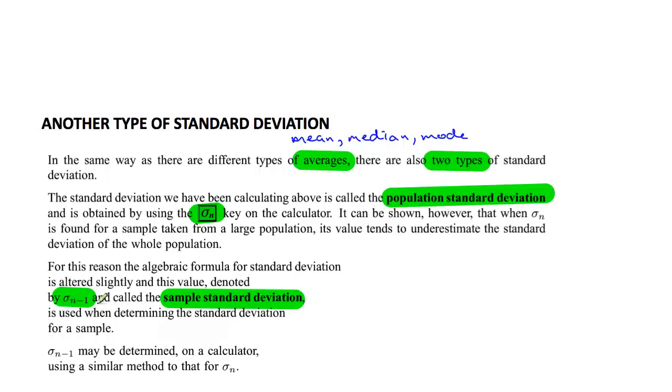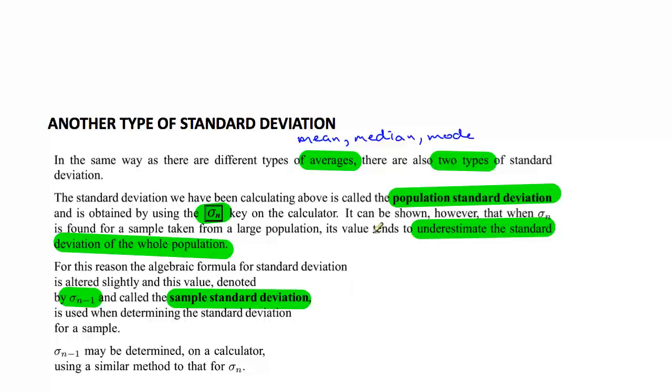And the reason why you have to do that is if you use standard deviation, this particular key, for a sample, what happens is that it actually underestimates the standard deviation of the whole population. So don't use this key when you're using a sample to work out standard deviation. You use this other one and it gives a much more accurate reflection of what the real standard deviation is. It's actually the same way as far as calculation. It's done exactly the same way. You've just got to make sure that you press the right button at the right time.